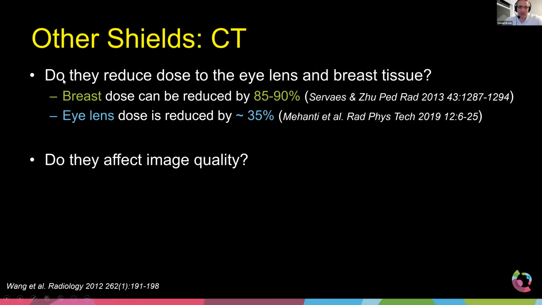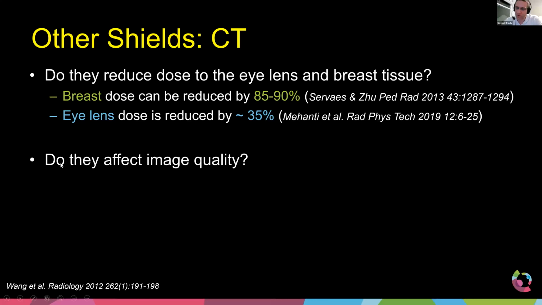So let's talk. Do these shields do anything to reduce the dose? Yes, breast doses can be reduced 85 to 90% when you place these bismuth shields over top of the chest during CT of the chest. And the dose to the eye lens will go down by about 35% when you're directly scanning, or doing a CT scan that covers the eyes.